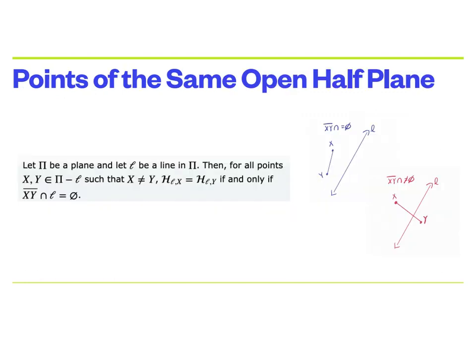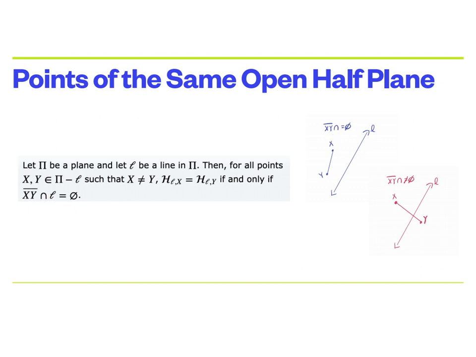Next, I want to talk about how we can tell if points are in the same open half plane besides looking at it. So if we let pi be a plane and we let L be a line in pi, then for all points x and y in pi that are not on my line, such that x and y are not the same, I know that they are in the same open half plane if and only if my segment xy does not intersect L.